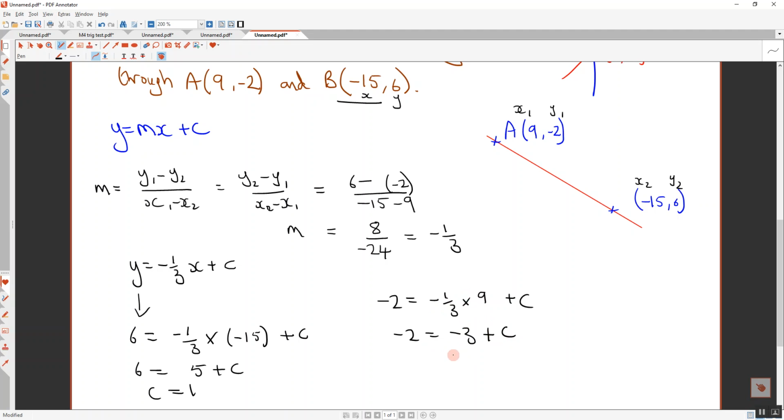Okay, so I need to add 3 to both sides to work out what c is. -2 plus 3 is 1. So my final answer. In the test you would only show 1, okay? But it's a good way to check it as well, okay?